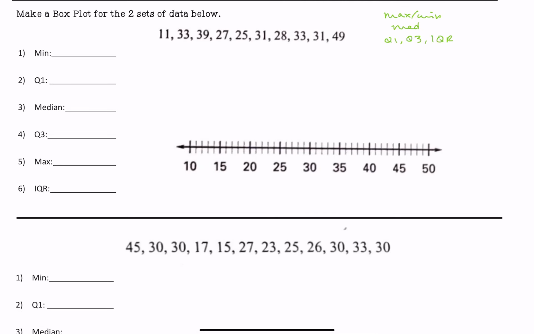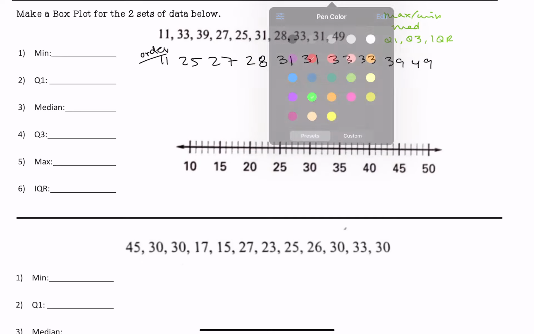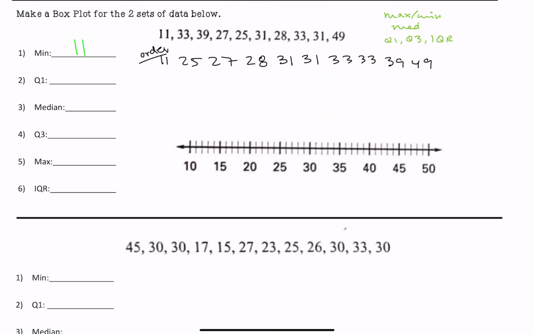All right, so remember before we get started, we'll figure out max, minimum, median, and then our quartiles and IQR. So first we got to put our numbers in order. And I'm going to just do that really fast here because I don't want this video to be super duper long. All right, so I put these numbers in order. My minimum in this one is going to be 11. My maximum is going to be 49.